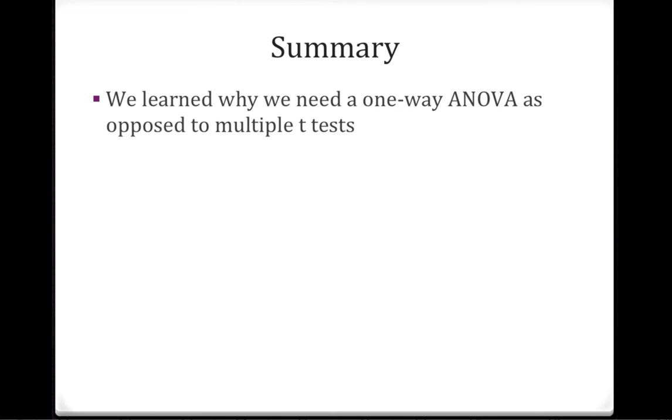We learned why we need a one-way Anova as opposed to multiple independent t-tests. Anova is used to compare the means of 3 or more groups because conducting multiple independent t-tests would increase the actual alpha level, making a type 1 error more likely.